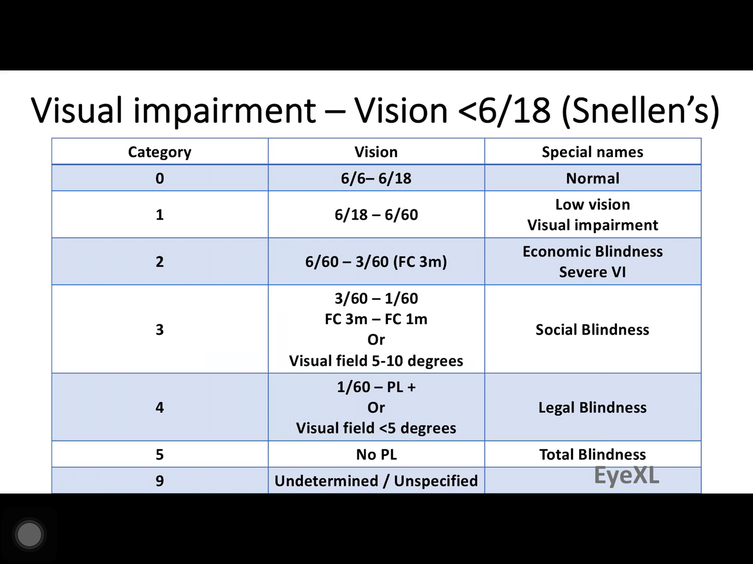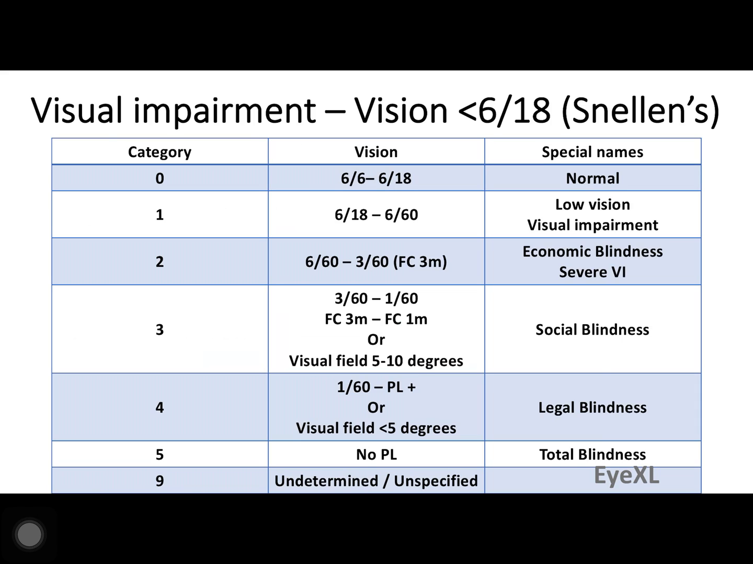means finger counting 3 meter to finger counting 1 meter, or here the visual field defects start coming into the definition. So visual fields 5 to 10 degrees only. So this is also called social blindness because now the patient cannot socially interact with individuals. 1 meter to 3 meters is the vision that is available. Beyond that, the patient cannot interact socially. That is why it has been called social blindness.